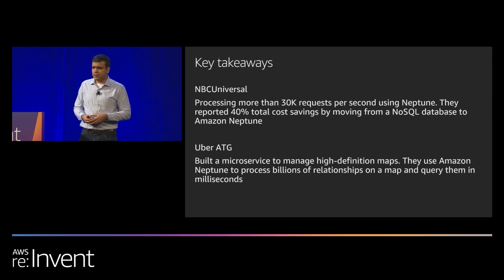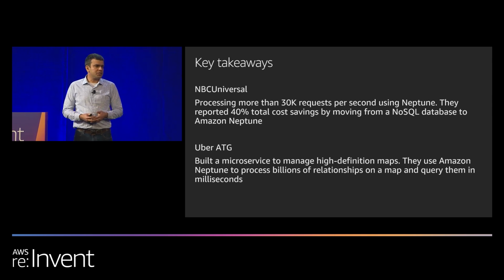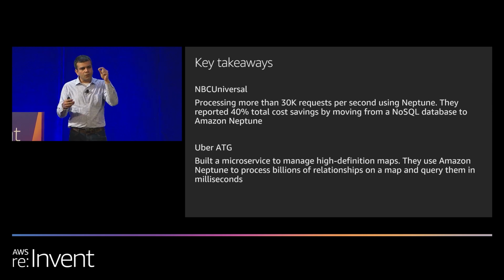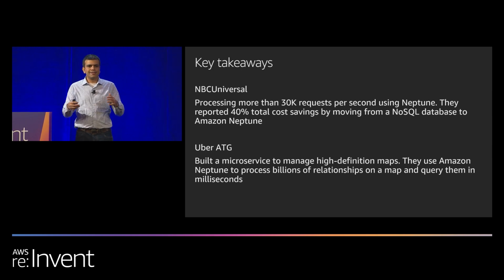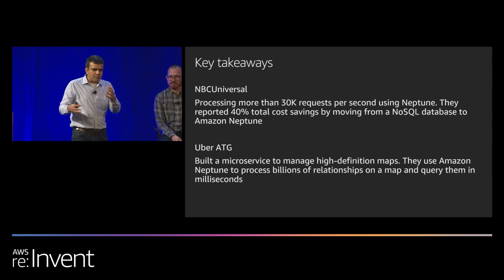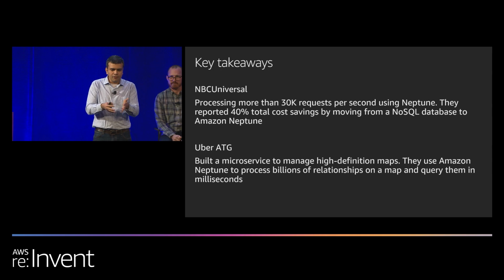With NBC Universal, if you watched presidential debates, America's Got Talent, or a Voice Vote, how many of you have seen any of these shows? Okay, quite a few. So each of those user events is being processed in Neptune, and it tends to spike. And I was just talking to a gentleman in NBC Universal that some of these spikes need to be handled within a matter of minutes.